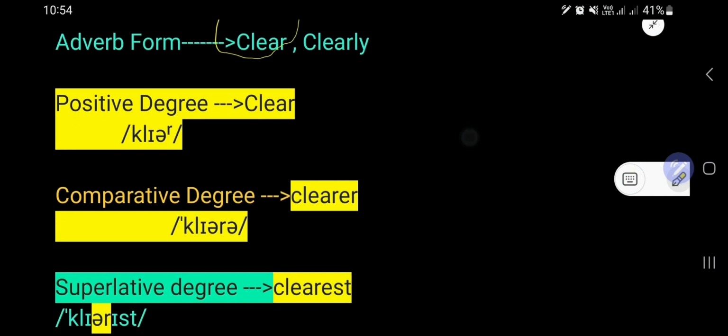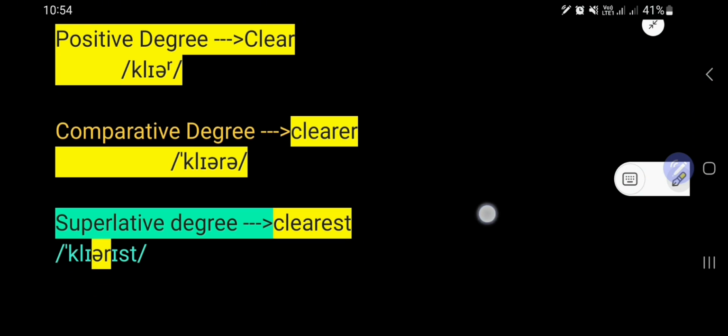So the positive degree of klɪəʳ is klɪəʳ, and the comparative degree of klɪəʳ is ˈklɪərə, and the superlative degree of klɪəʳ is ˈklɪərɪst.